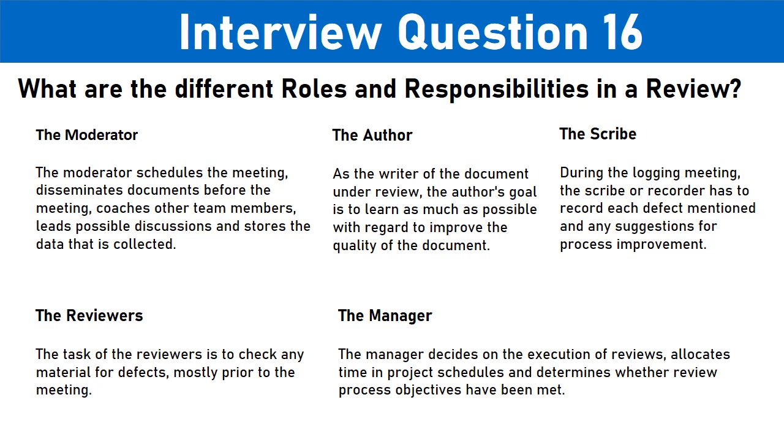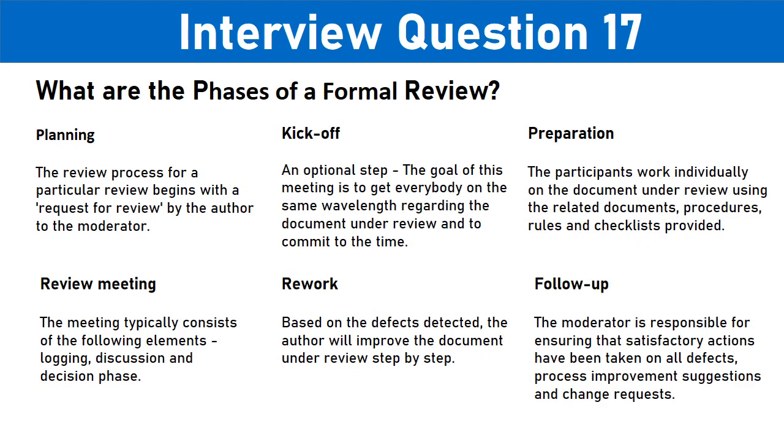The reviewers. The task of the reviewers is to check any material for defects, mostly prior to the meeting. Finally, the manager. The manager decides on the execution of reviews, allocates time in project schedules and determines whether review process objectives have been met. Another question on reviews. You can see here, reviews is also an important section. What are the phases of a formal review?